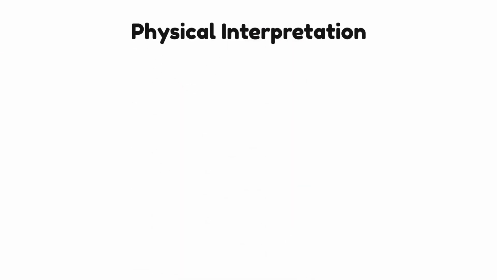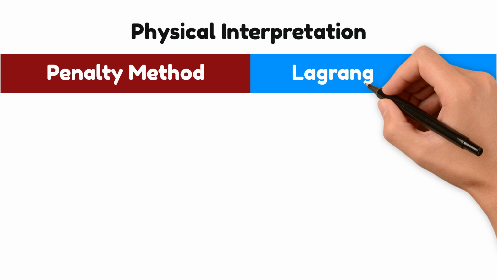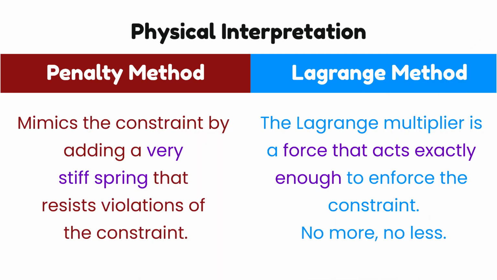So now let's look into the differences in terms of physical interpretation. The penalty method basically mimics the constraint by adding a very stiff spring. It resists any motion that violates the constraint, but it doesn't stop it completely. The Lagrange method, however, works differently. The multipliers act like an exact force, just enough to enforce the constraint with no extra stiffness added.